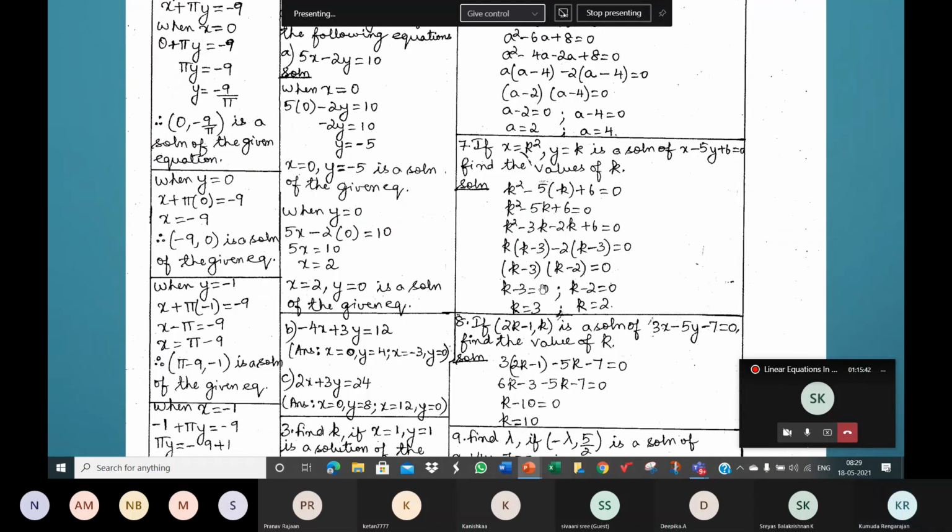The next one. If x is equal to k square, y is equal to k, is a solution of this equation, find the values of k. That means k square comma k is a solution. X is k square, y is k. K square comma k, meaning the point can be like 25 comma 5. What is 25 comma 5 like? 5 is k and k square is 5 square, 25.